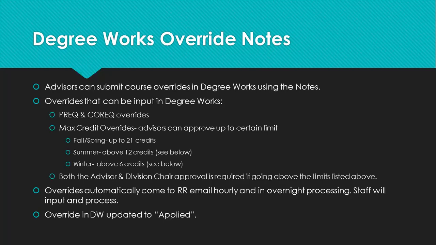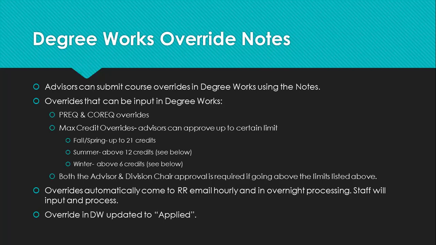So for the fall and spring semester, if you're advising and a student needs to go past the normal credit hour limit, you can approve up to 21 credits. Anything over 21 credits, you're going to need the approval of the division chair. For summer and winter, there are lower credit limits. So if you're going above 12 credits for summer or 6 credits for winter, the division chair's approval is required for those. And I'll show you what the note looks like in DegreeWorks, so you know where to find that.